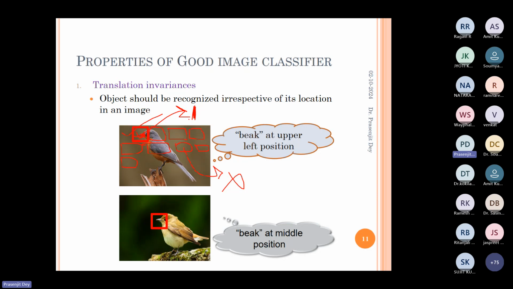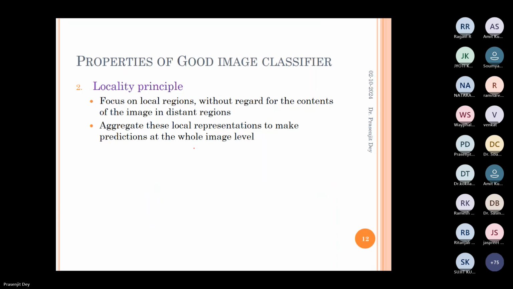So rather than seeing the whole image altogether, we will look at each local position of the image and try to find out whether it has found the beak or not. And it will keep on searching throughout the image in a sliding window like manner. So this is the concept which is called the locality principle. Focus on the local region without regard to the content of the image in distant regions.